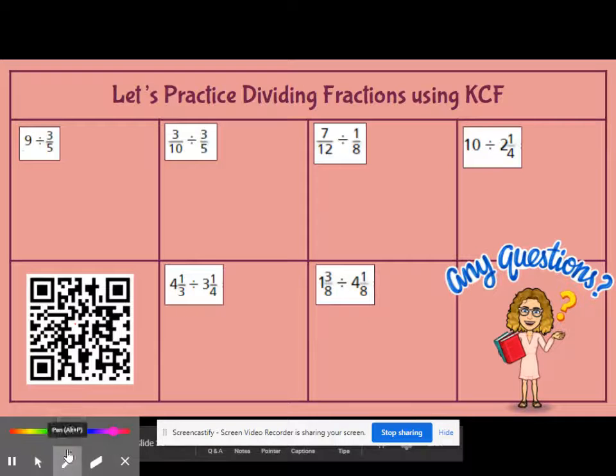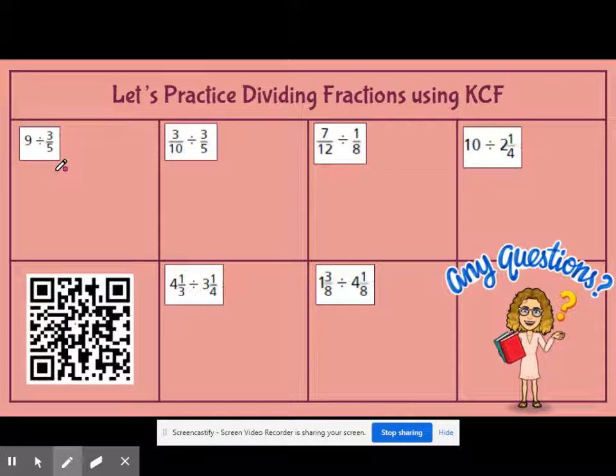Okay, so we're just going to do one at a time. So go ahead and pause and try this one. And when you have it done, you're going to unpause.